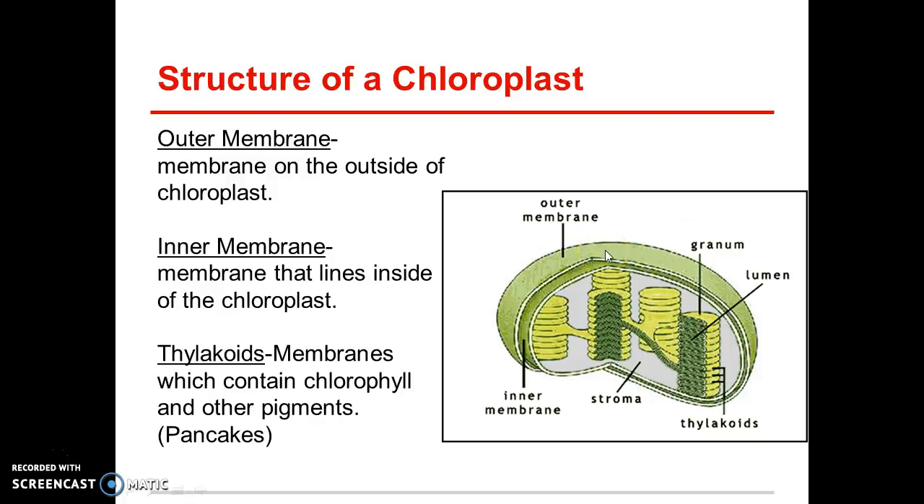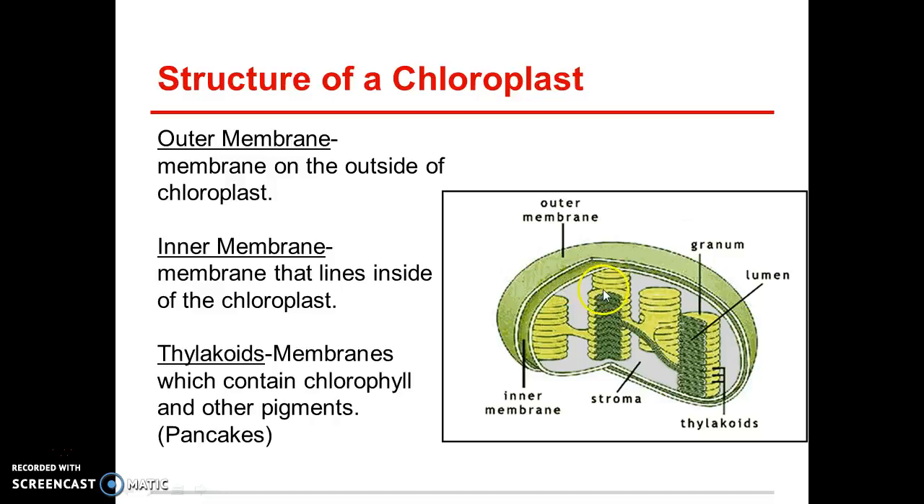But now, here's the anatomy of what this organelle looks like. It has an outer membrane, which is the membrane on the outside of the chloroplast. It has an inner membrane, which is the membrane that lies just inside the chloroplast. So inner and an outer, double membrane.